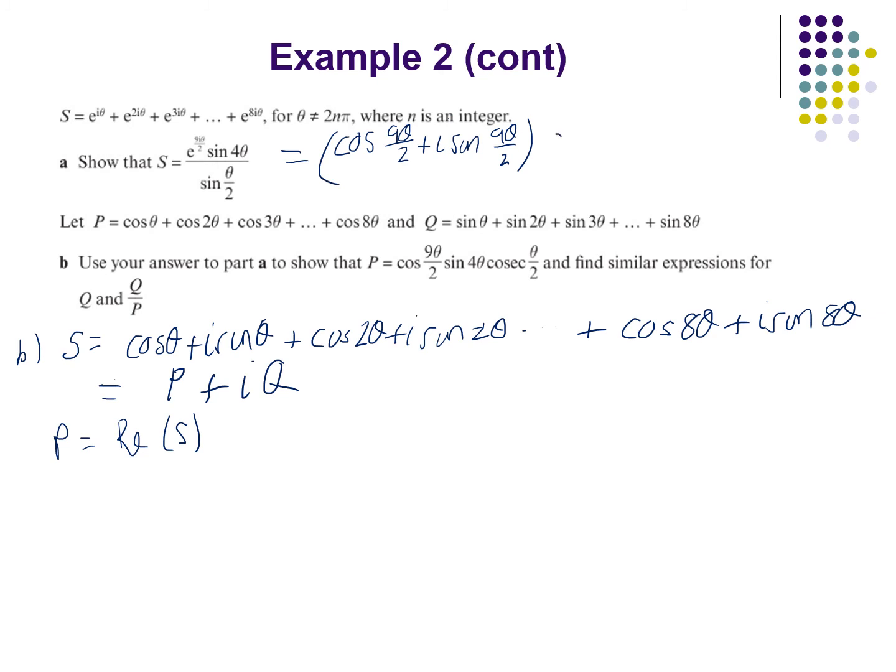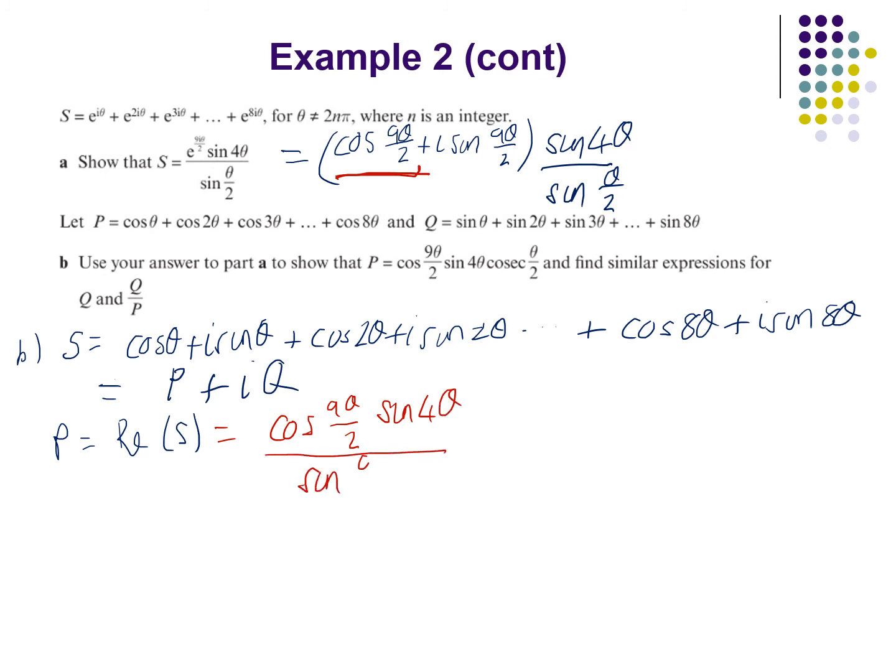Okay, and then I've got my sine 4 theta on the top and my sine theta over 2 on the bottom. So if I'm picking out the real part, the part that doesn't have an i, the real part is going to be cos 9 theta over 2 times sine 4 theta over sine theta over 2. And we all know from our reciprocal trig functions that that is equal to cos 9 theta over 2 sine 4 theta, 1 over sine is cosec theta over 2.